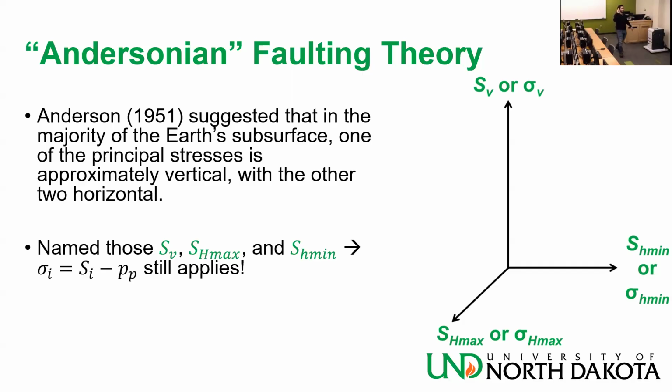The second rule is that we will call the horizontal stress that is more compressive than the other horizontal SH max. Notice the uppercase H. And the other one, we'll call SH mean. SH max will always be bigger, more compressive than the SH mean.